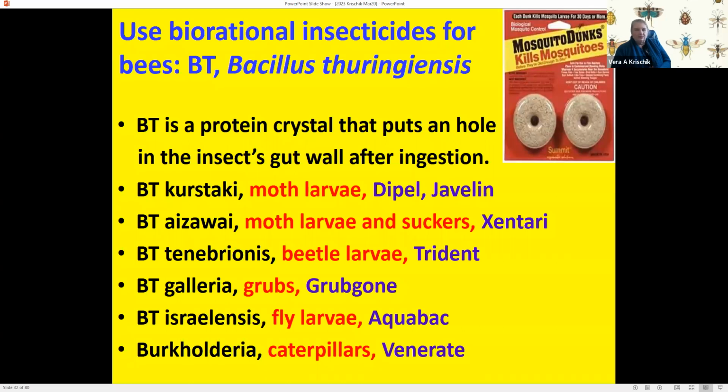BT is a protein that gets in the gut and puts a hole in the gut. So there's BTs for moths. These are the different trade names. There's BTs for beetles. And this BT Galleria, Grub Gone, kills Japanese beetle grubs and adults. It's a very new microbial insecticide registered by the EPA that's helping us with Japanese beetle. If you have a fountain or a pond, you might use BT israelensis that kills mosquitoes.